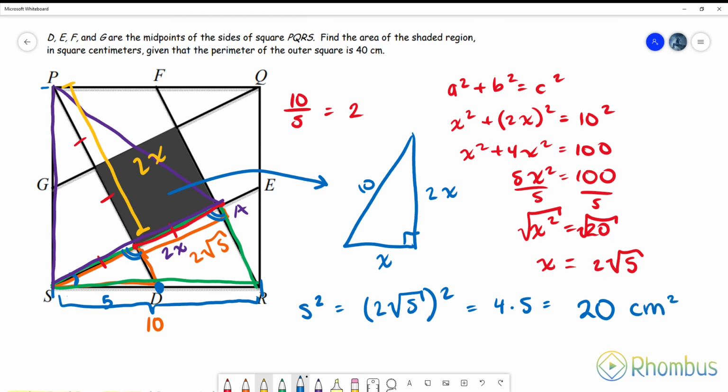I hope this video helped you understand how to do this tricky problem. It actually took me a long time to figure out how to do this problem, but it just took some breaking down, and then it was pretty easy to solve.